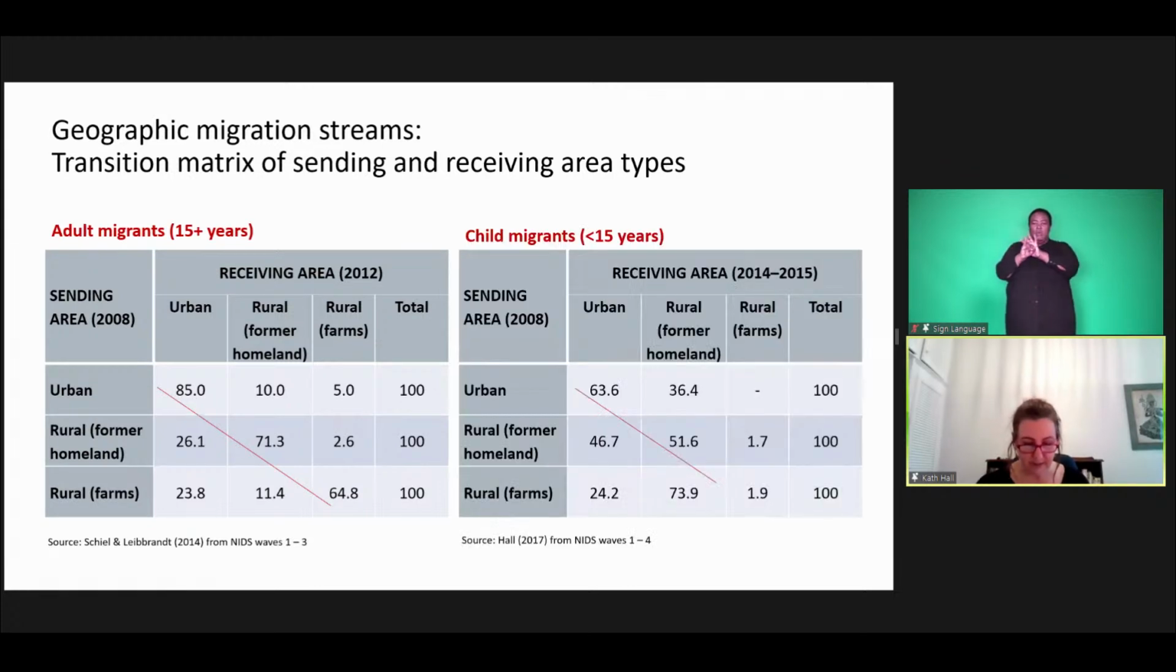Using 4 waves of NIDS, I repeated this kind of matrix for children and found that while the modal direction is similar, it is less pronounced, and instead there are greater levels of transition from one area type to another. So a much more substantial share of migration from rural to urban areas and vice versa. Why was this, and how did it link with adult migration dynamics?